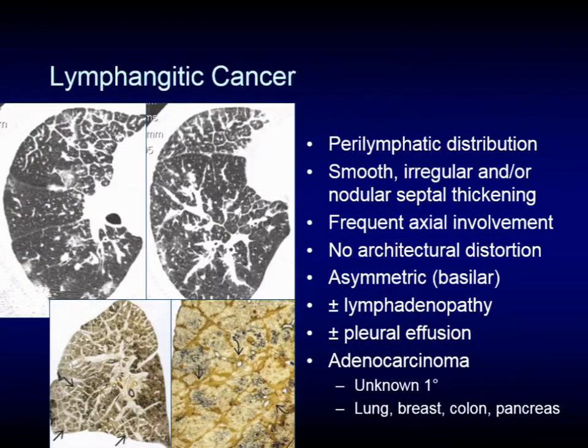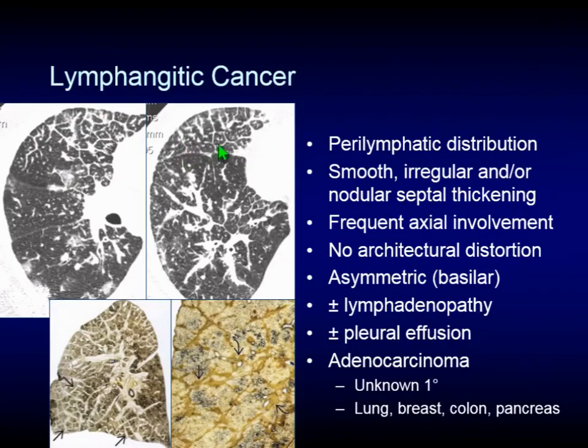Now, just a few words about lymphangitic cancer. Again, this is a perilymphatic process. It's characterized by smooth or regular or sometimes even nodular septal thickening. It's a much more linear or reticular disease than a nodular disease per se. Frequently there's axial involvement. Generally, there's no architectural distortion because cancer in itself doesn't necessarily scar unless it's been treated. There may be adenopathy in about 30% of cases, and maybe pleural effusion. The entities we're talking about are the adenocarcinomas, the unknown primary, but certainly lung, breast, colon, and pancreas.